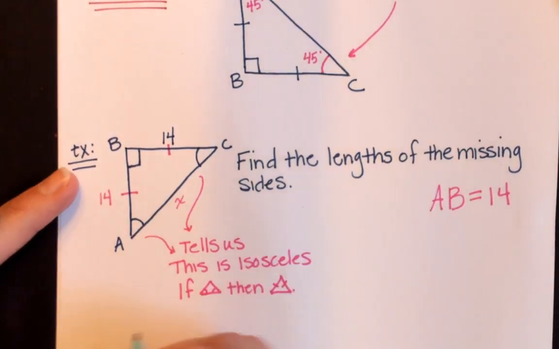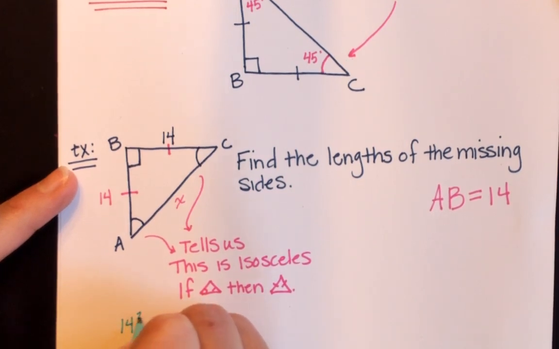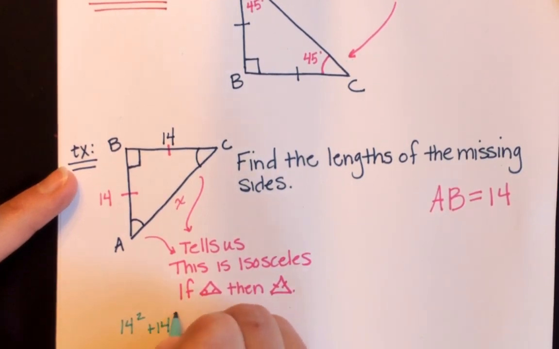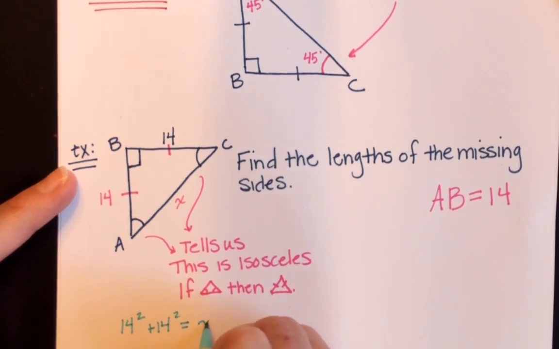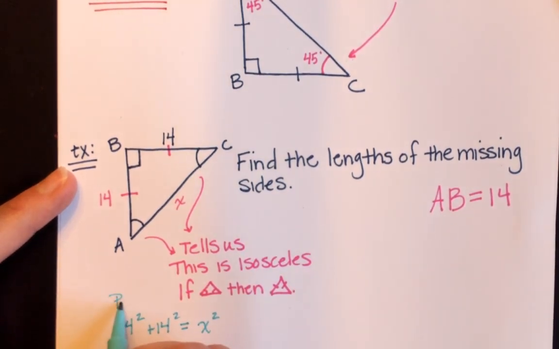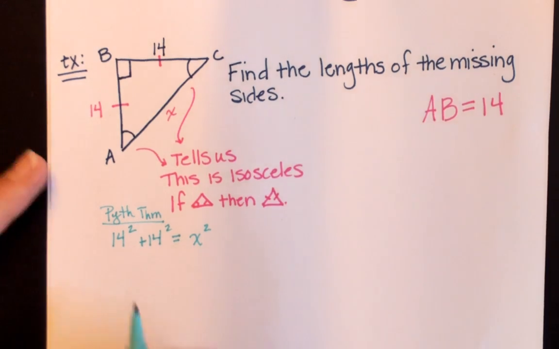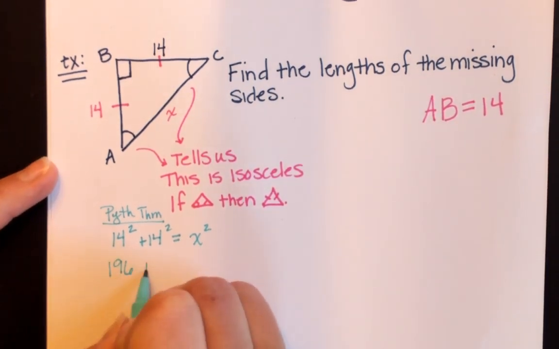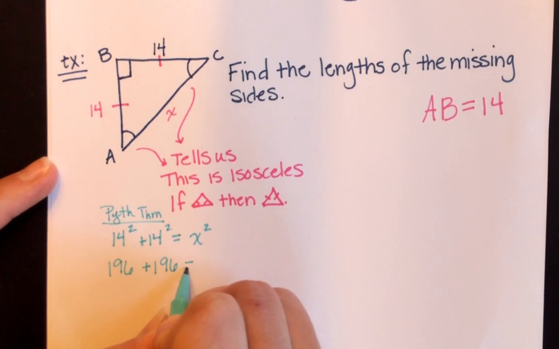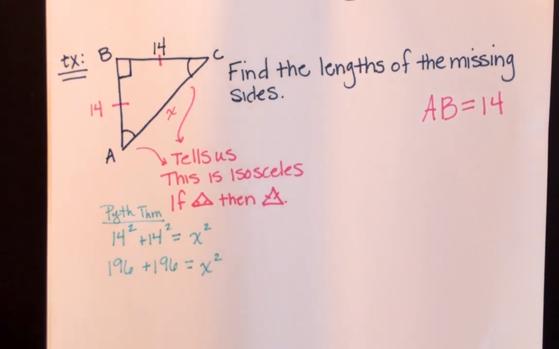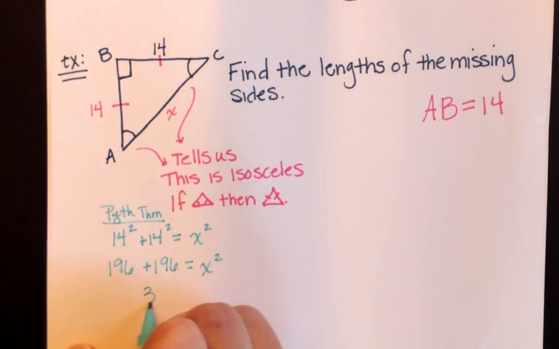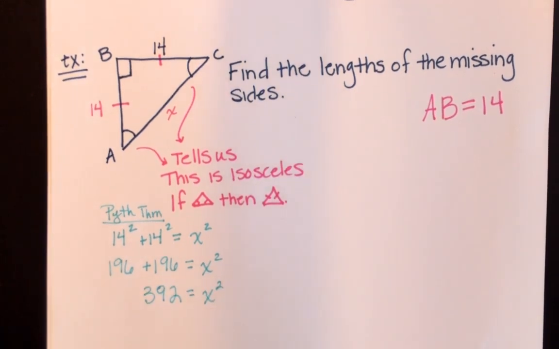So 14 squared plus 14 squared equals X squared. We're going to rely on our Pythagorean theorem like we've done all along. 196 plus 196 equals X squared. And most of us are going to go to our calculator and find out that that is 392. Now, do not do a decimal.